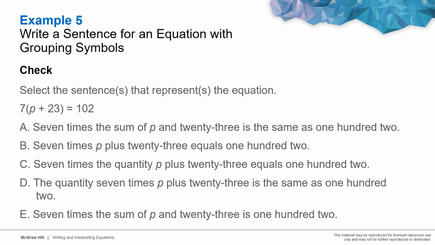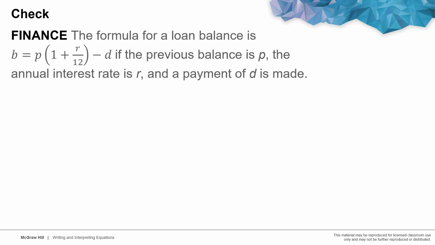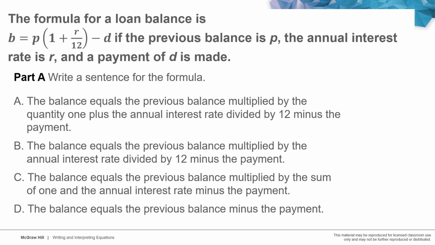Okay, so we are going to skip down to the problem at the bottom left. This will be the last one that we do. Look at the bottom left corner of your paper. It says the formula for a loan balance is given. If the previous balance is P, the annual interest rate is R, and the payment of D is made. Does everyone know what a loan is? So they want us to match the sentence to the equation.